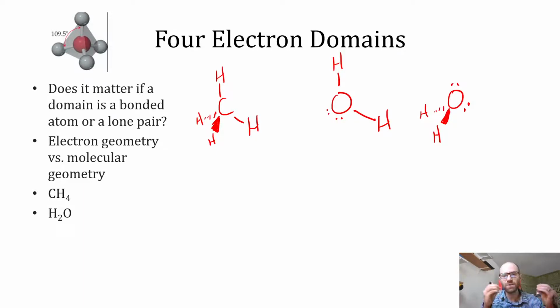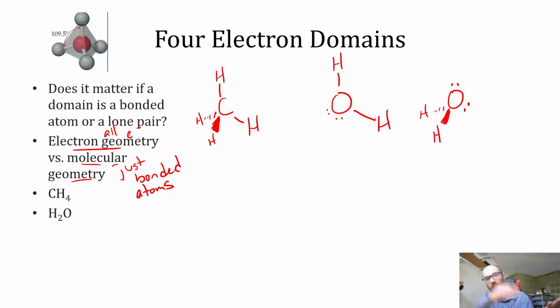there's a difference between what we call electron geometry and molecular geometry. Electron geometry is all electrons on a central atom, and molecular geometry is just bonded atoms. Now, the shape that the bonded atoms make is influenced by the lone pairs. So it's not to say that the lone pairs don't count for electron geometry. They count. They shape where the atoms go.